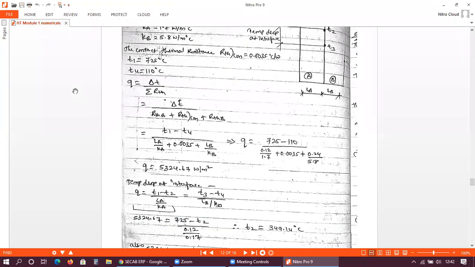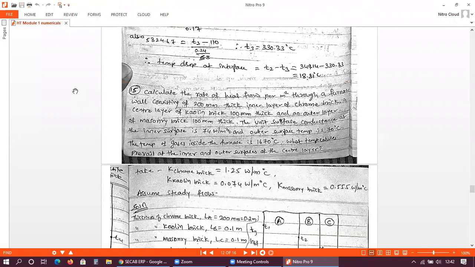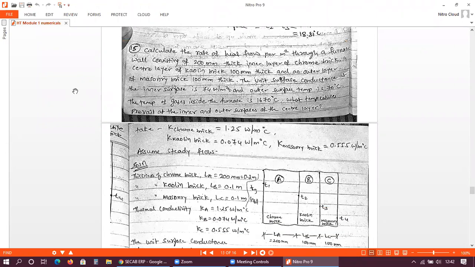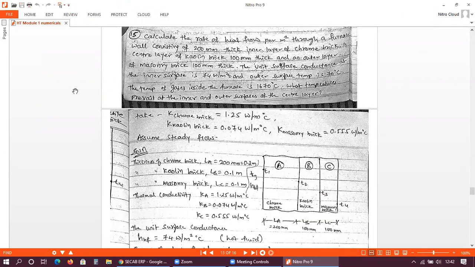In the last class we discussed up to this. So problem number 15. We'll discuss one problem wherein, as you can see, there are 3 slabs, whereas the innermost slab is subjected to the convective mode of heat transfer. We'll read out the problem and try to understand it.